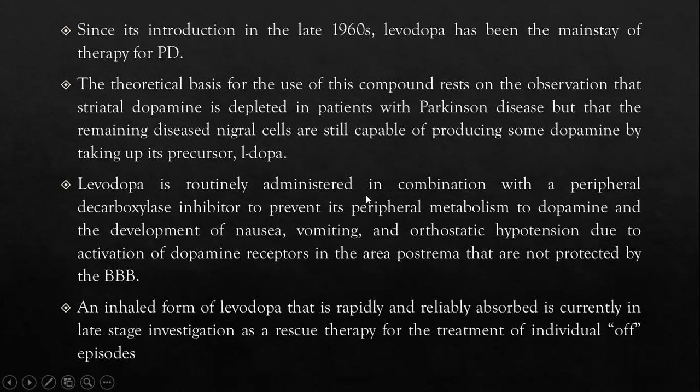It is routinely administered in combination with a peripheral decarboxylase inhibitor to prevent its peripheral metabolism to dopamine and the development of nausea, vomiting, and orthostatic hypotension due to activation of dopamine receptors in the area postrema that are not protected by the blood-brain barrier.